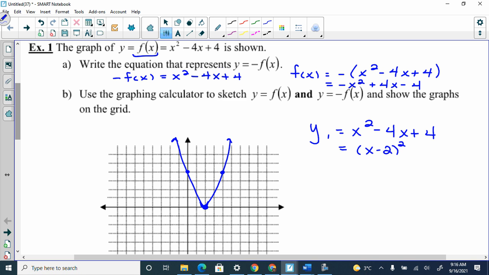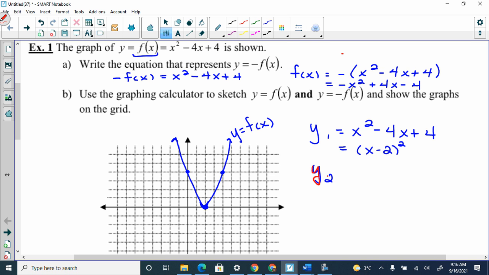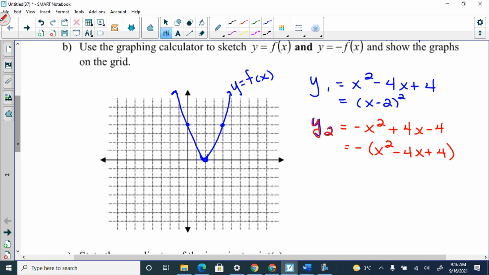Okay? Now I want to draw y2. So this is my y1, this is my y equals f of x. I want to draw y2 without using my calculator. I'm going to use a different color. So I got -x squared plus 4x minus 4, or I could have just written it as this, and it would have been sufficient. I don't need to type it in my calculator though.